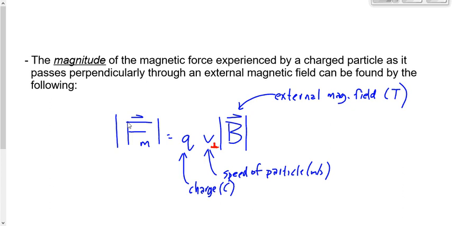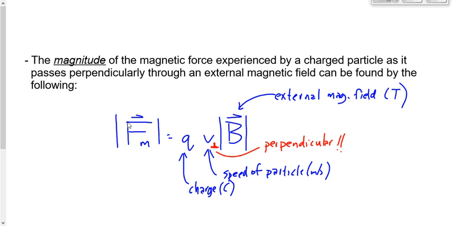In other words, this equation is only valid when the charged particle is moving perpendicular to the magnetic field. Same as the hand rule for deflection, right? Everything we've learned here so far today is only valid when the charged particle is moving perpendicular to the field.